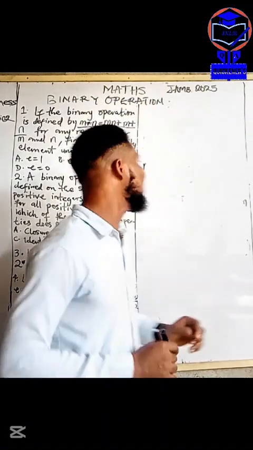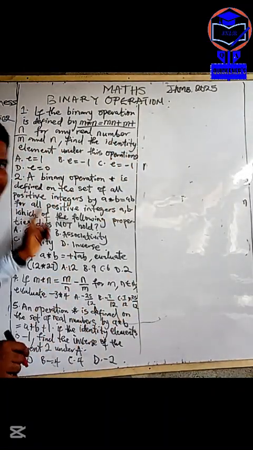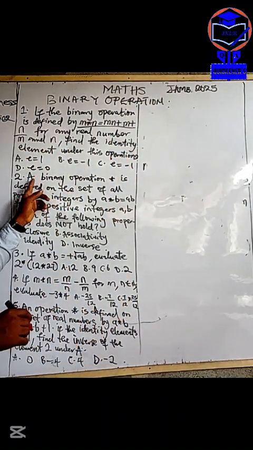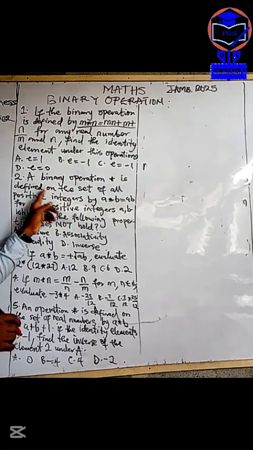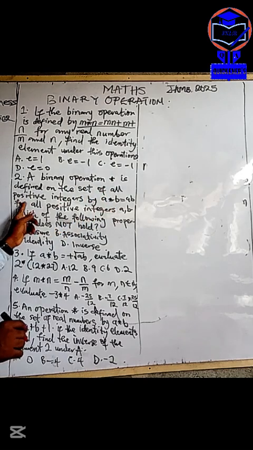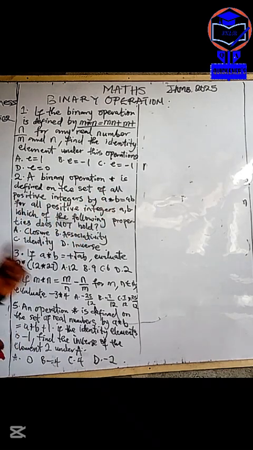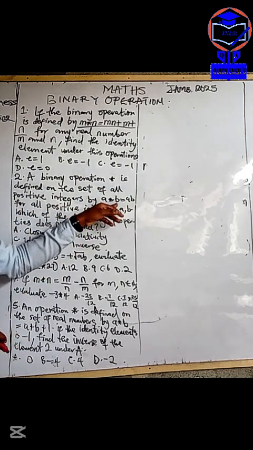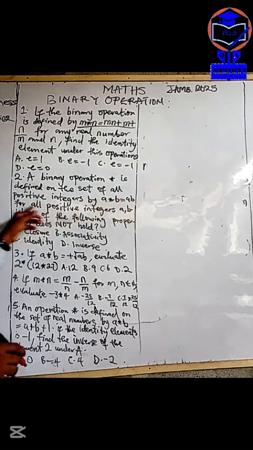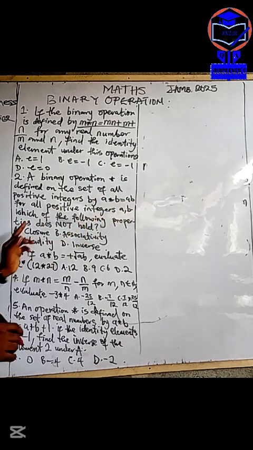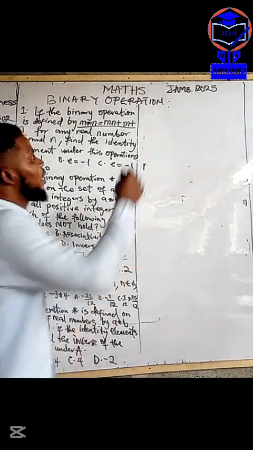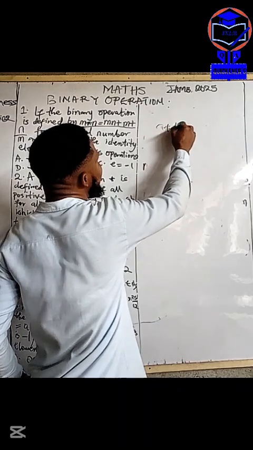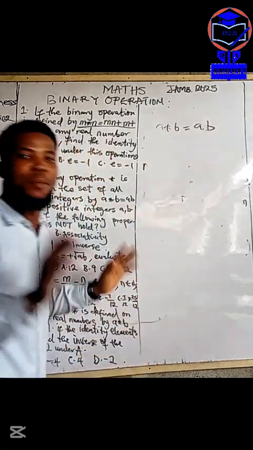Now to solve the next question, let's go. It's getting interesting. We have a binary operation defined on the set of all positive integers by A operation B equal to AB, for all positive integers A and B. Which of the following properties does not hold?